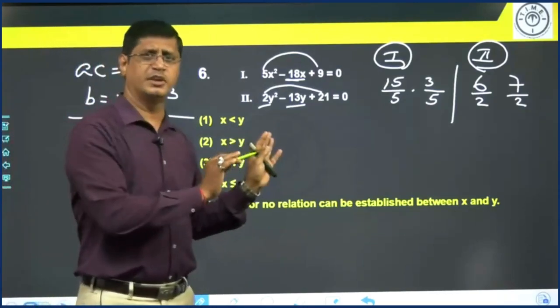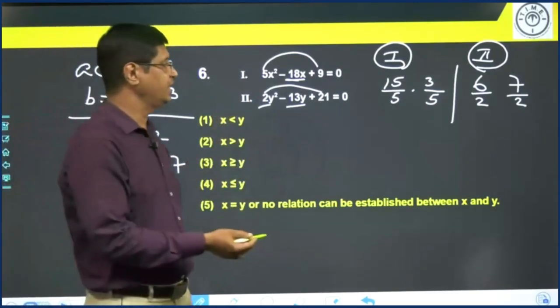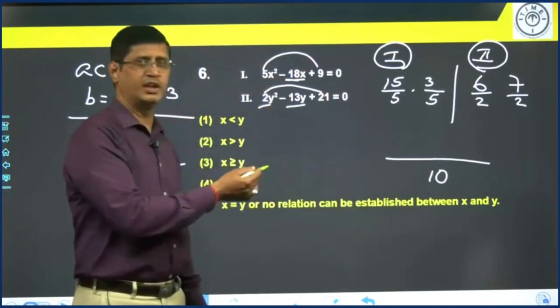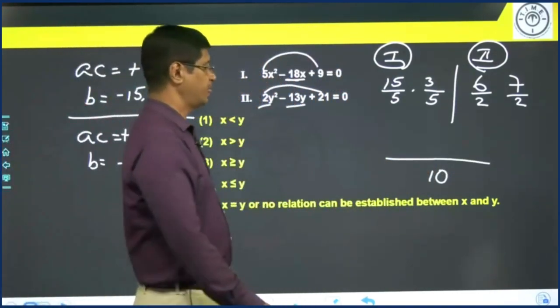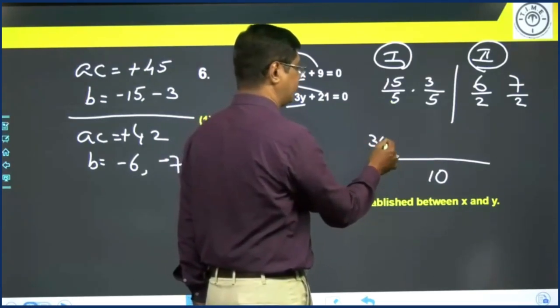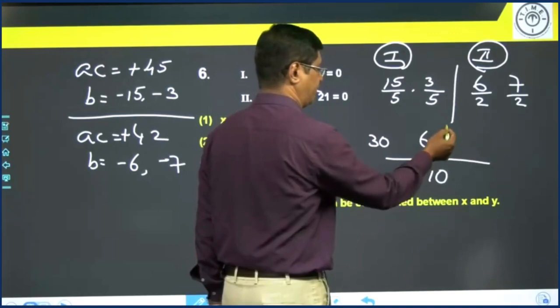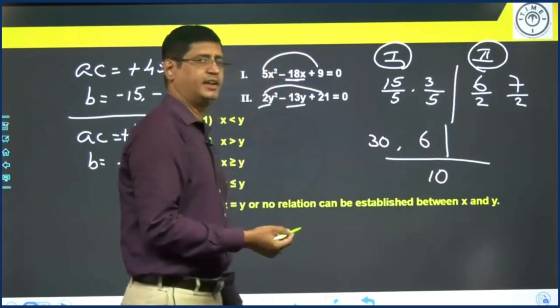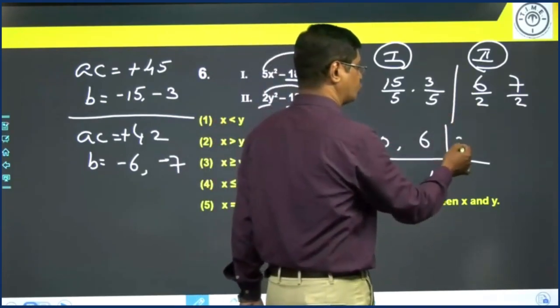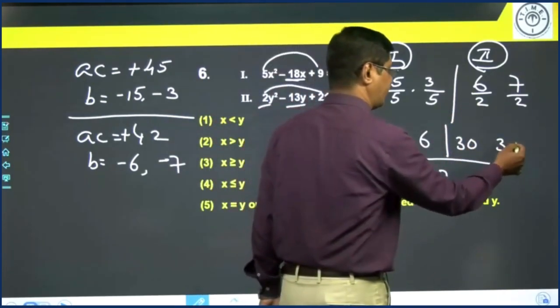By using decimal values also we can find, but here, by making the denominator the same, I will show you how we can compare numerically. The denominator is becoming double, so to keep the values the same the numerator must double. So 6 and 10, sorry, 6 and 30. And here it is becoming 5 times. So 30 and 35.